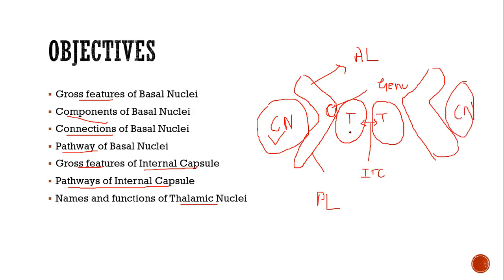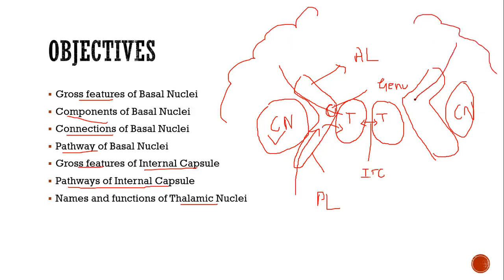Whatever descending or ascending tracts are coming will have to enter the internal capsule. They can go to the thalamus, and from the thalamus they can go up to the cortical areas of the brain. The descending tracts which are coming, for example right here, run through the internal capsule, and then the basal nuclei acts on them and makes them a proper signal. That's the functionality of it, and that's the orientation of it.